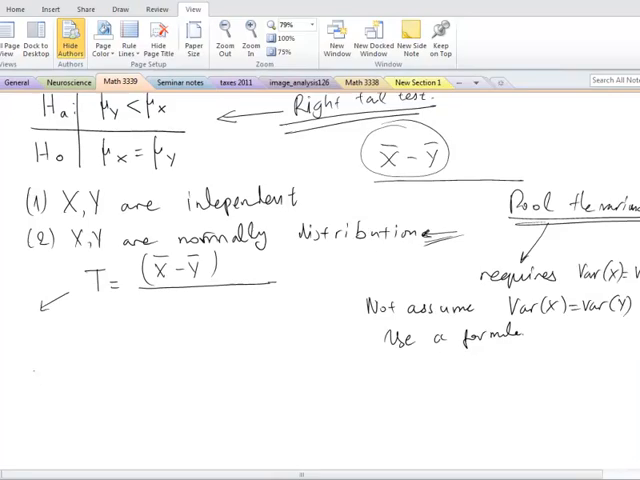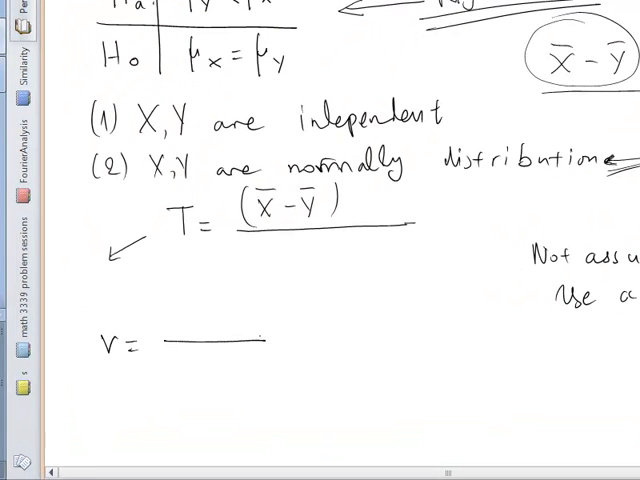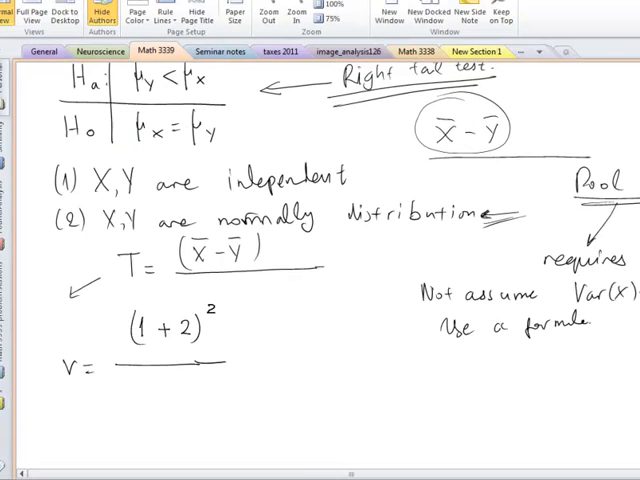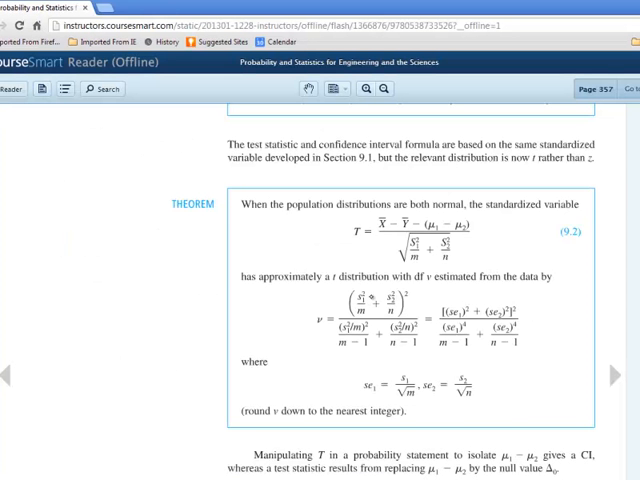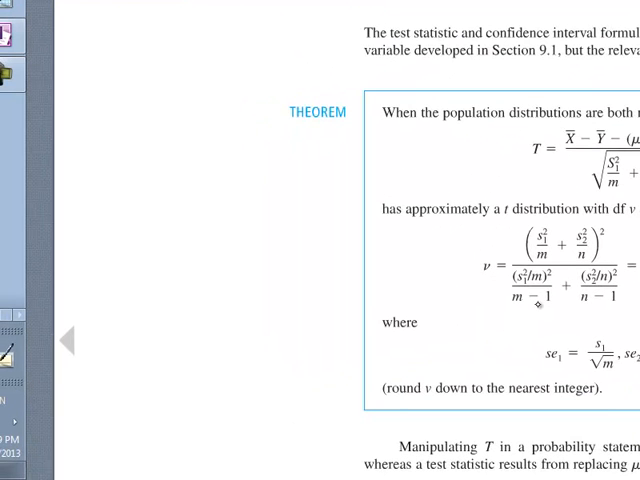So to calculate nu hat, the first one was 3 squared. This 3 squared came from that quantity. All of this here was the 3 squared, 1 plus 2. Now, this one is 1 divided by 28 minus 1.